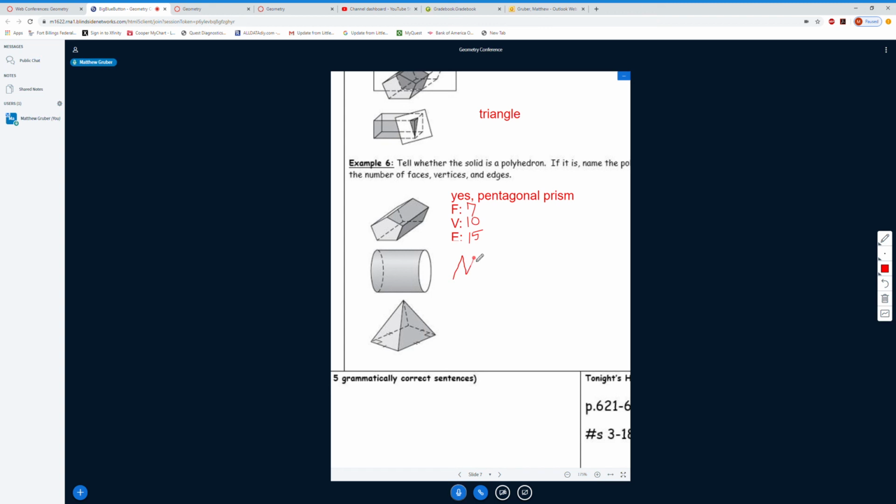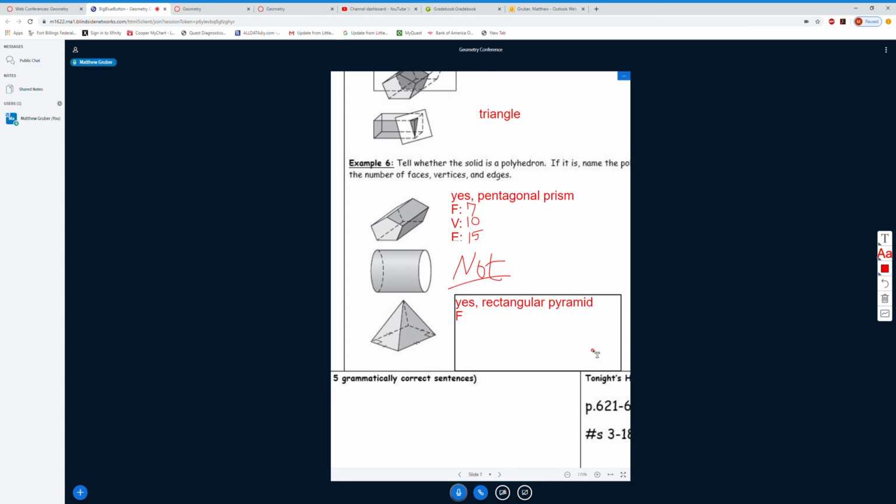This is not a polyhedron. This is a cylinder. It's curved. It is not a polyhedron, so we don't need to do anything else there. Now this one, it comes to a point. Yes, it is a polyhedron, but since it comes to a point, it is going to be a pyramid. What is the base? The base is a rectangle, so that is a rectangular pyramid.